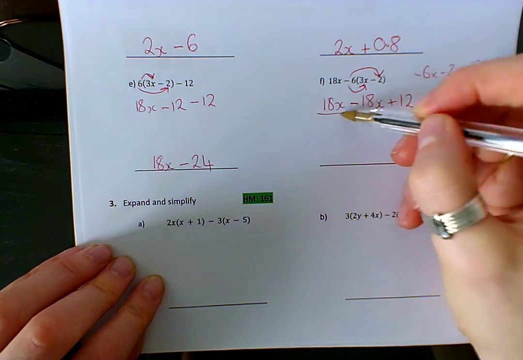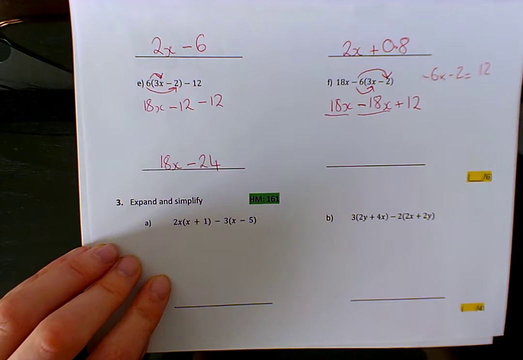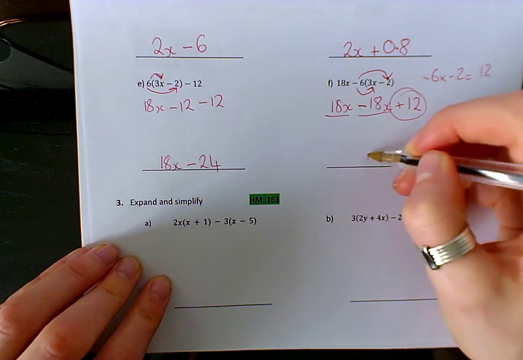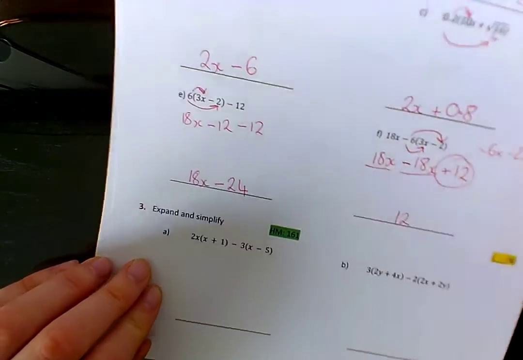Collect your like terms here. 18x minus 18x, well, that would just cancel down to nothing, and then plus 12. So your answer is just 12. The next one, number 3.